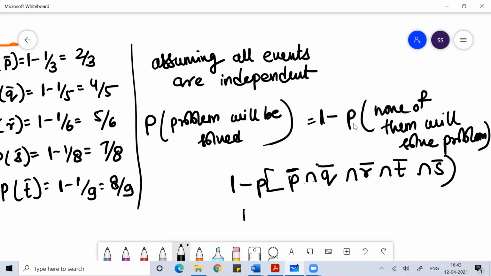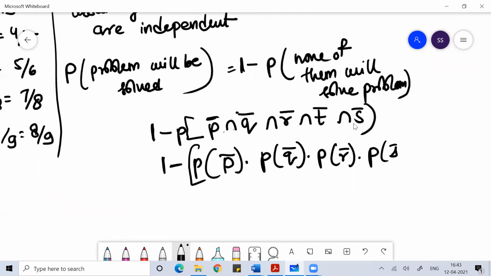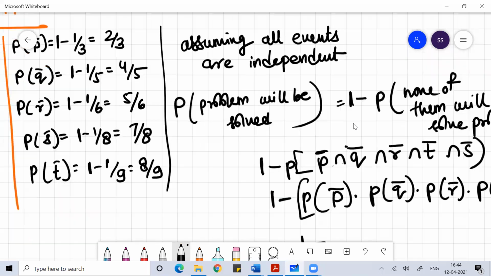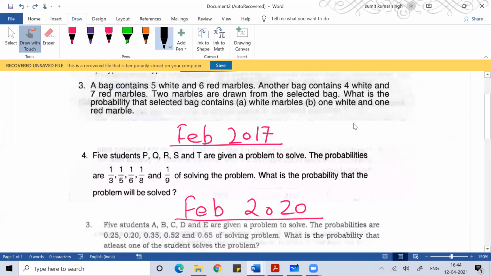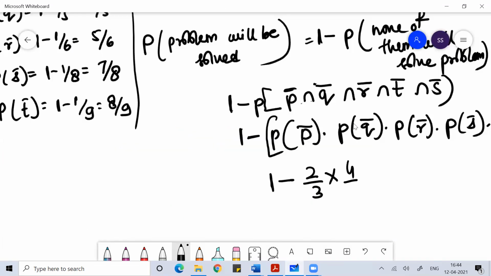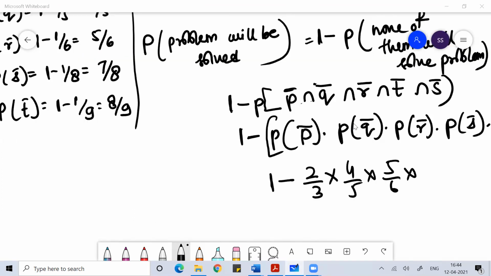So I'll not go into the mathematical part of this. So 1 minus the probability that P is not solving, into Q is not solving, into R is not solving, into S is not solving, into T is not solving. The not-solving probability of P is 2 by 3. Q is not solving, that is 4 by 5. R is not solving, that is 5 by 6. And S is not solving, that is 7 by 8, and T, 8 by 9.